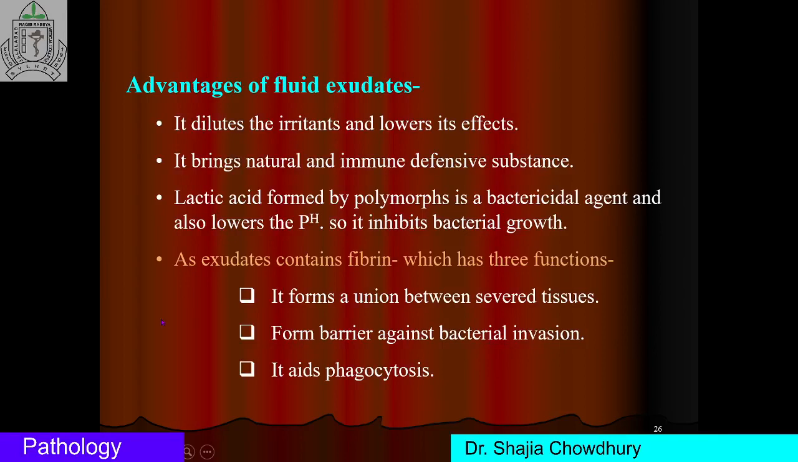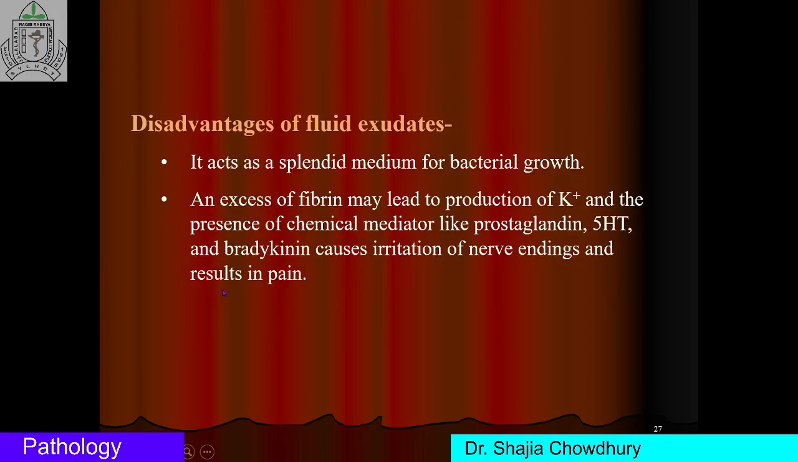And exudate contains fibrin, an important content, which has three functions. It forms a union between severed tissue, acts as a bridge, and forms a barrier against bacterial invasion and its phagocytosis. This is an important MCQ question.